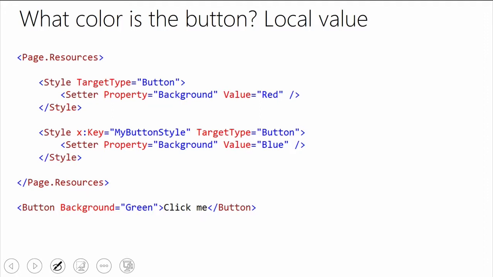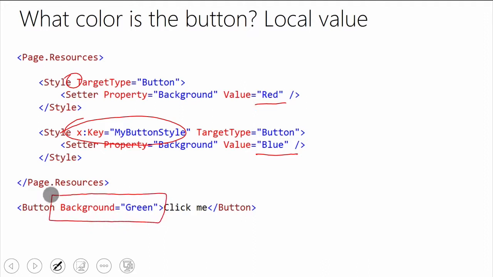Okay, here's another good one. Just like before, we've created an implicit style without a key and an explicit one with a key. That's red, that's blue, and we know that if we don't call out the style explicitly by key, then we get the implicit value. But we are also setting the exact same property locally, manually, literally, as green. So now the question is: is it green, is it blue, or is it red?